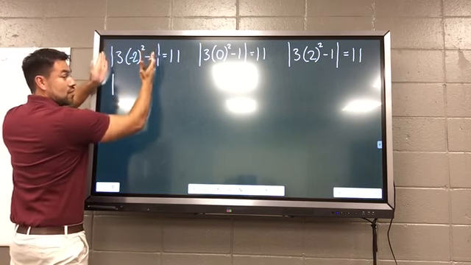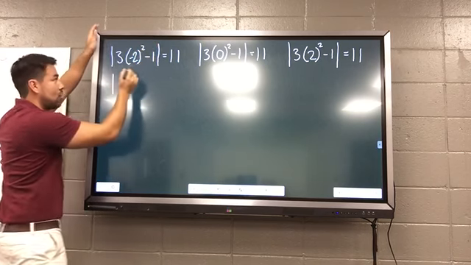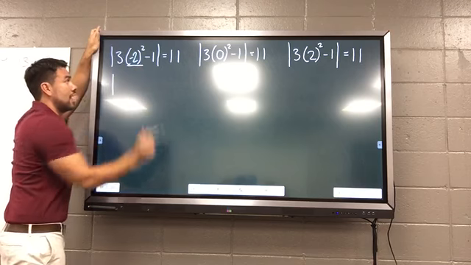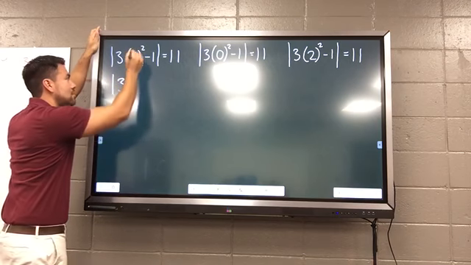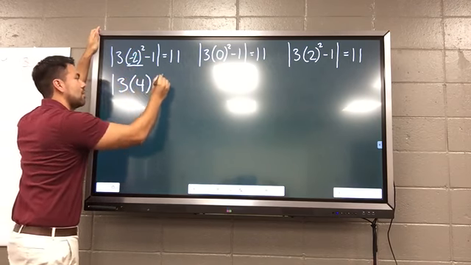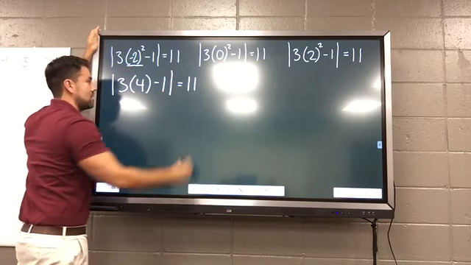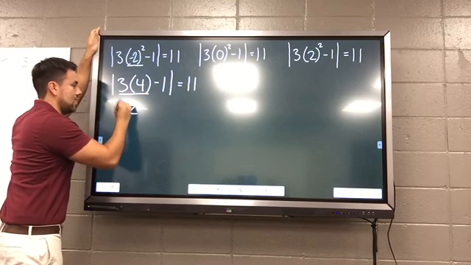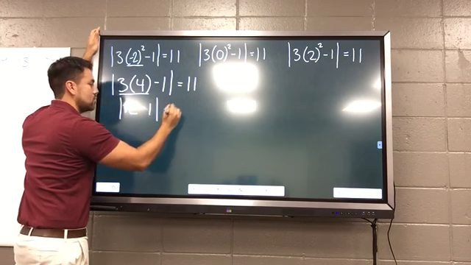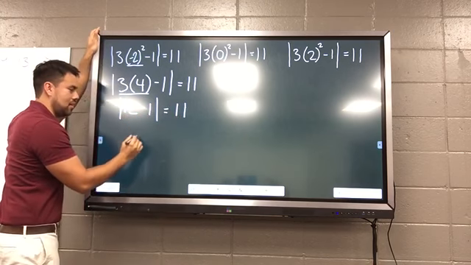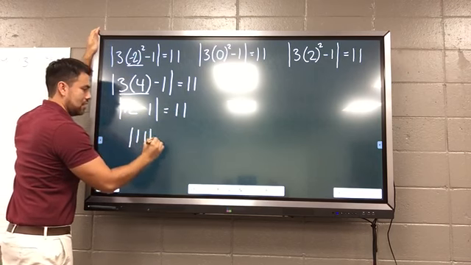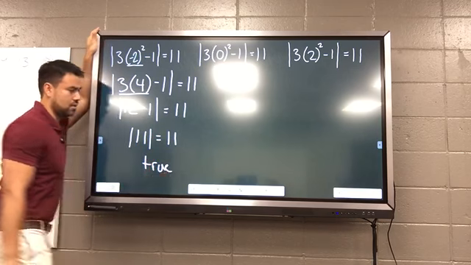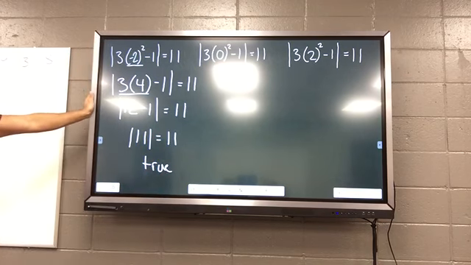So you see these absolute value signs here? Okay, but what do I have to deal with within the absolute value signs? Exponents. So I get 3 times 4 minus 1 equals 11. Okay, what do I deal with next? 12. So I got here the absolute value of 12 minus 1 equals, what's 12 minus 1? 11. Is this true? So I'll just put true. True. For now, and then I'll show you what you do with your true answers or false answers.